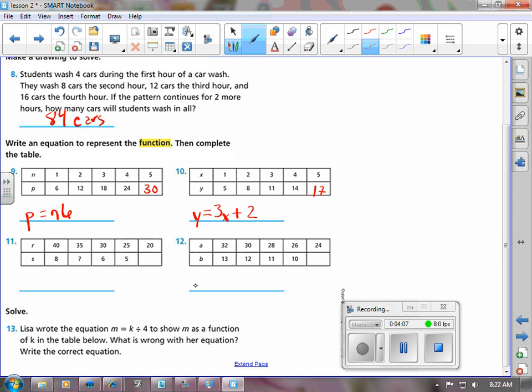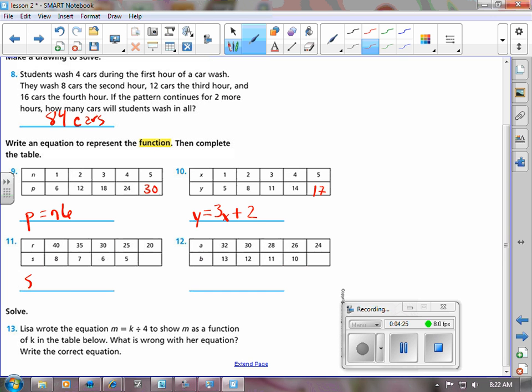If you guys want to pause the video and try these next 2 on your own and then come back and double check your answers. Notice this one gets smaller, so it's probably going to be division. This one also gets smaller, so division and subtraction might be what you think. One of them is a 2-step equation, one of them is a single step, so that's your hint.